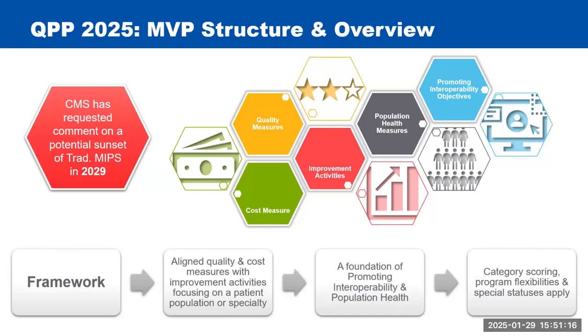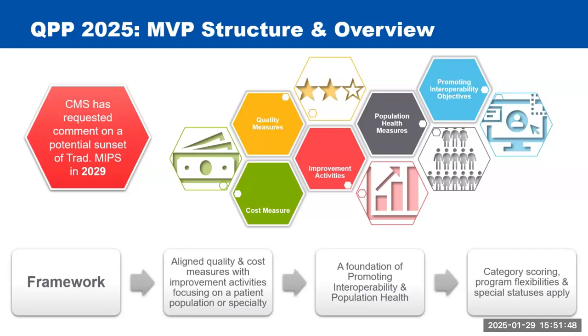And so what that means then is, if traditional MIPS completely sunsets, then as an organization or as an individual clinician, depending on how you submit, you would need to submit through MIPS value pathways. And that's, again, that streamlined structure of a set of 4 clinical quality measures that are highly aligned with a particular clinician type or episode or patient diagnosis or chronic condition.